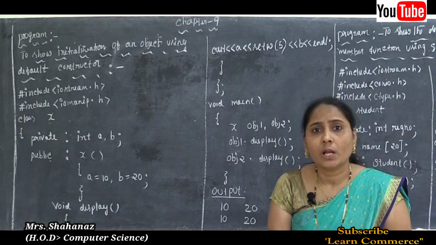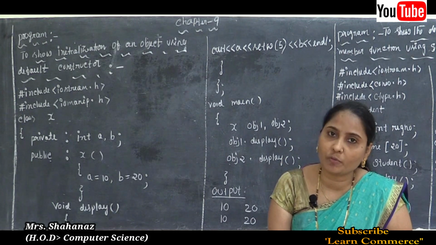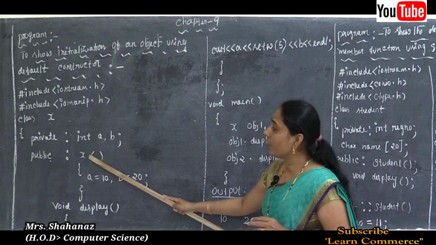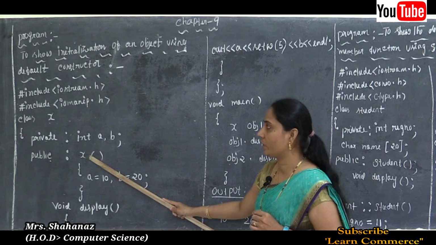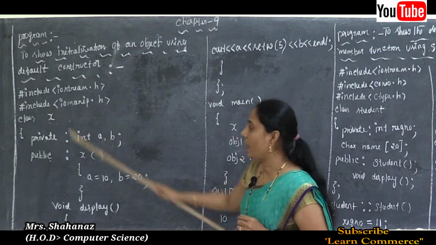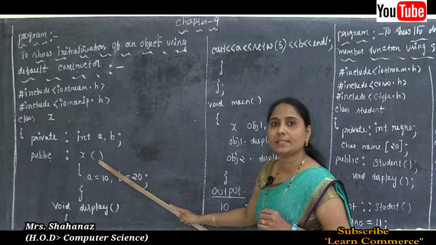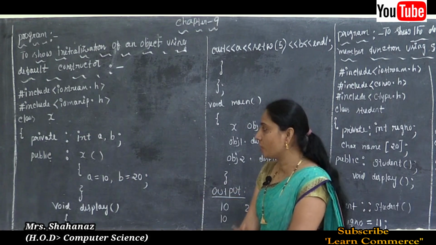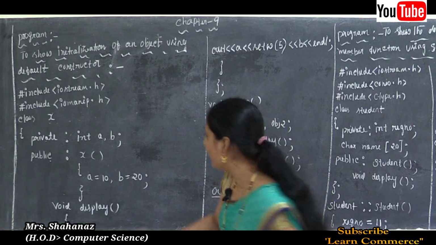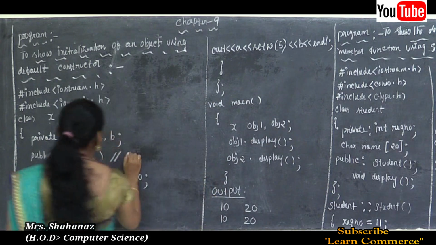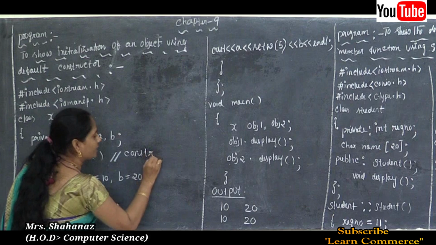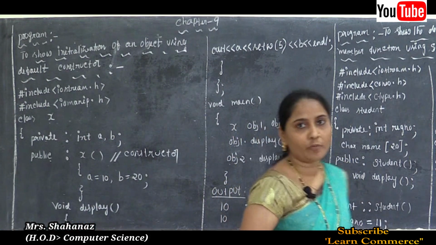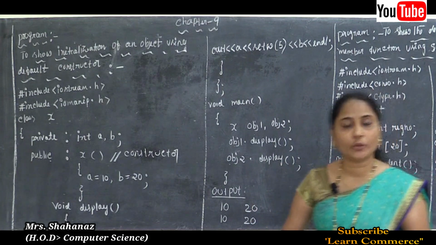So we need to use one special member function. The name of the function is the constructor, and a very important note about the constructor is that the class name and constructor name should be the same. So here we can say that this is the constructor function. It is a special member function that is used in the class.